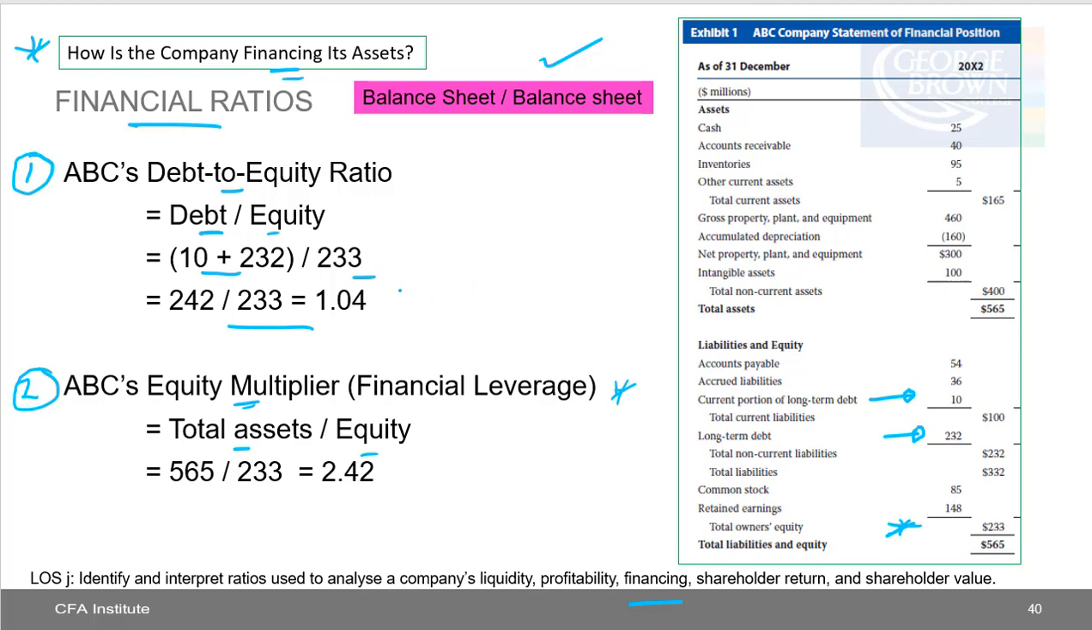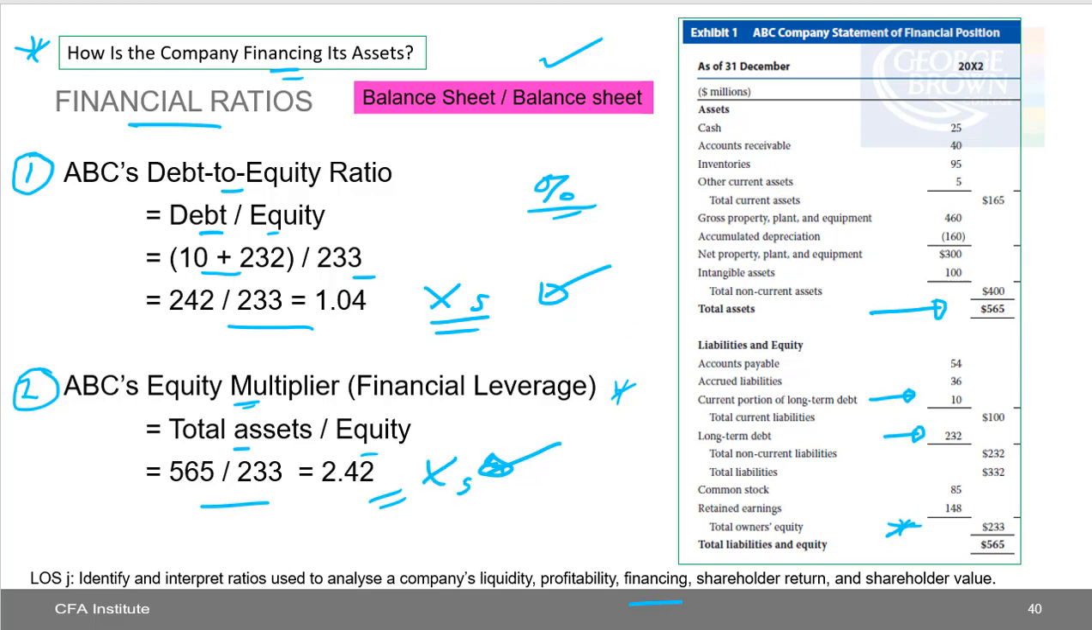And you can see this is an important point to bring up as well. That's in terms of times, okay? Some of our ratios, as we saw, our profitability margins were percentage, but this ratio, debt to equity, is in terms of times. Same thing with the equity multiplier, that is in terms of times. And total assets divided by equity, here we've got the total assets from the balance sheet, 565, divided by equity, 233, and that equals 2.42, and that is times. It's not a percentage, okay?